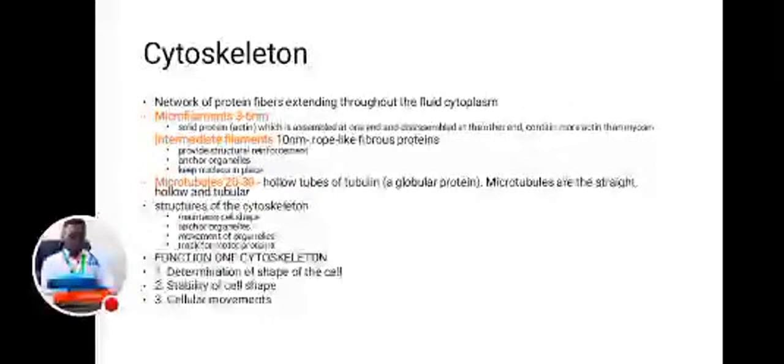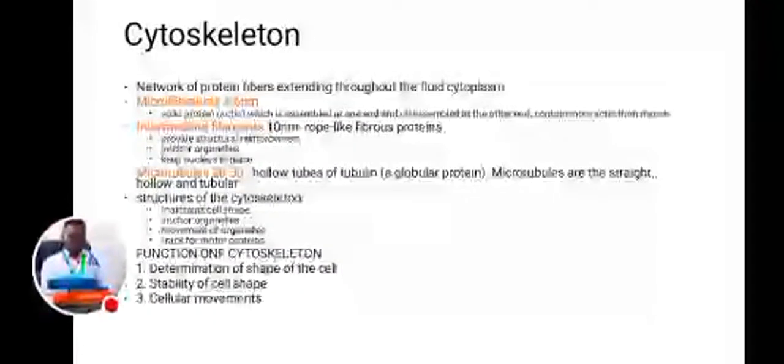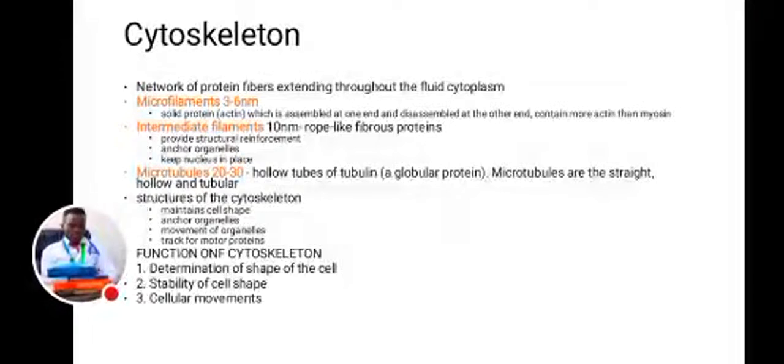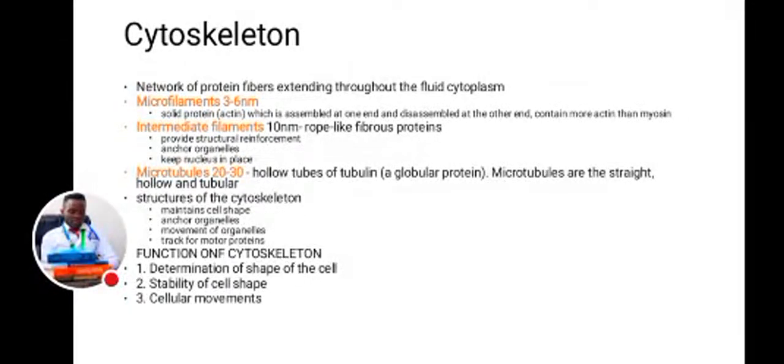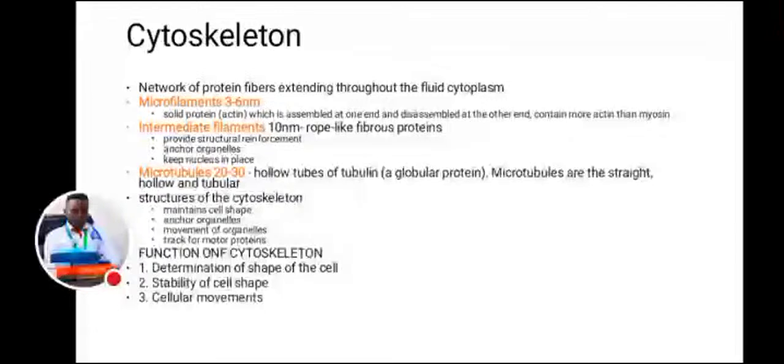Cytoskeleton. This is a network of protein fibers extending throughout the fluid cytoplasm. The microfilaments are 3 to 6 nanometers. Then there are intermediate filaments, 10 nanometer rope-like fibrous proteins. These provide structural reinforcement and also anchor organelles. They also keep the nucleus in place. Then microtubules, 20 to 30 nanometer tubes of tubulin.